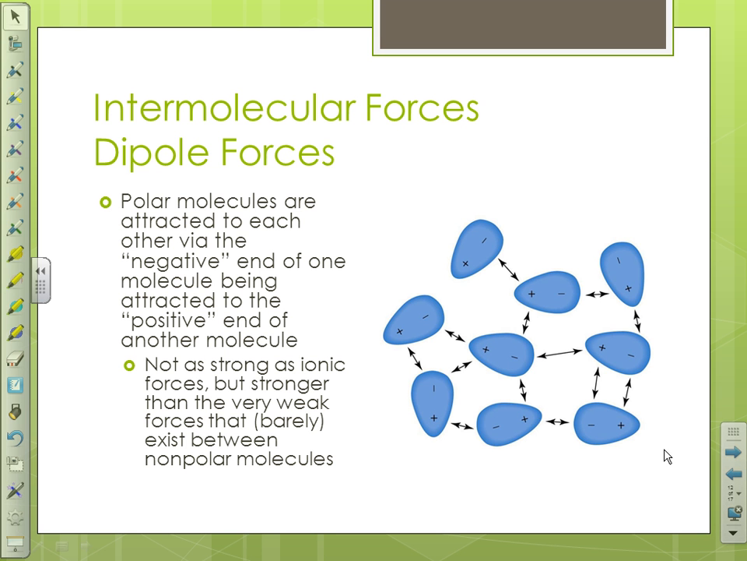It's not as strong as the interionic force that we talked about earlier. But it's stronger than the almost non-existent forces that exist between nonpolar compounds.